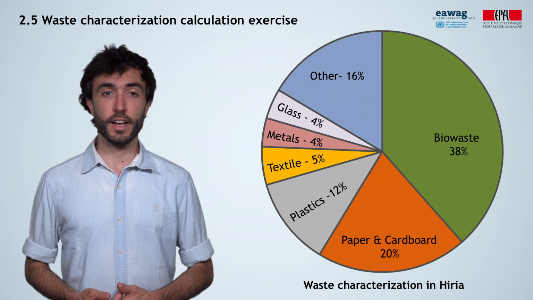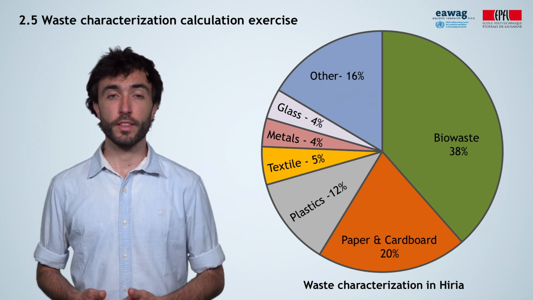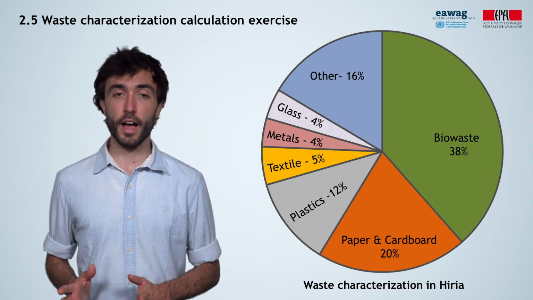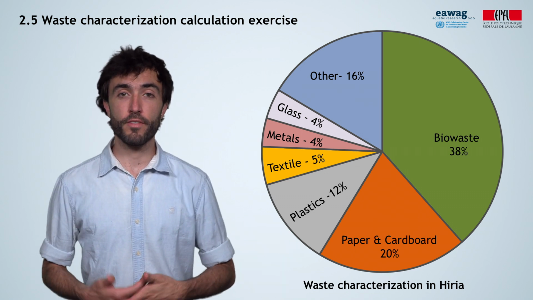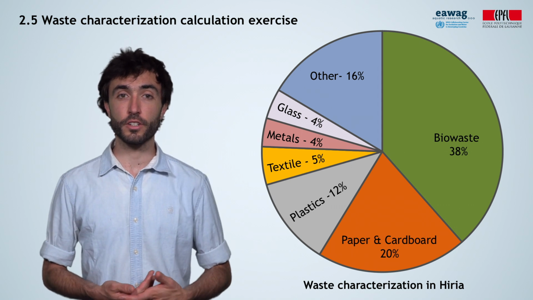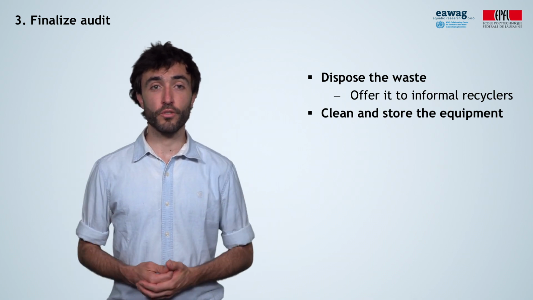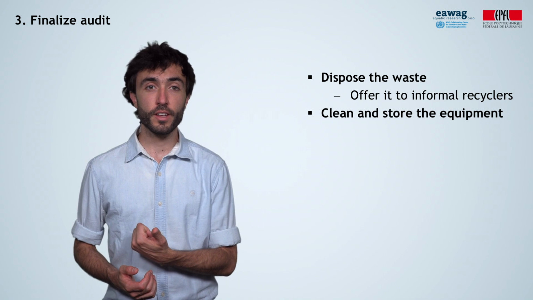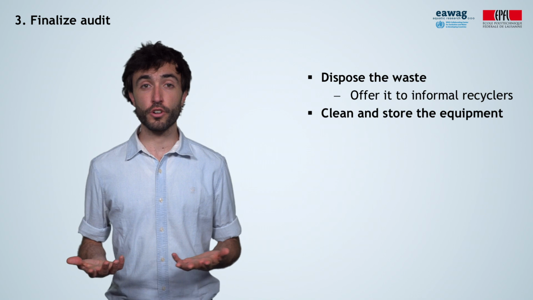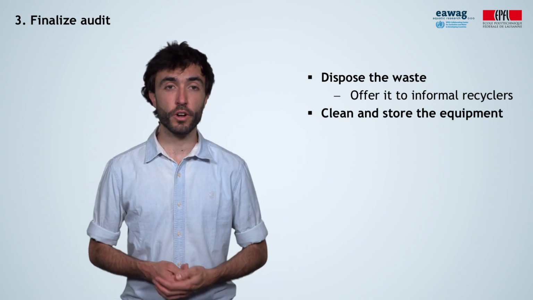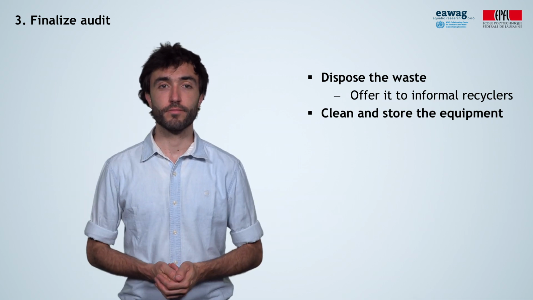You can then represent this data in a pie chart like this one. If you wish, you could also calculate the characterization of the waste every day and later on calculate the average for the week. Like this, you could compare if there are any significant changes in the waste characterization within the week. The very last 2 steps consist of disposing of the waste adequately. If no formalized waste collection and/or treatment system is in place, you could consider offering it to informal recyclers for recovery. And cleaning and sorting all the equipment.